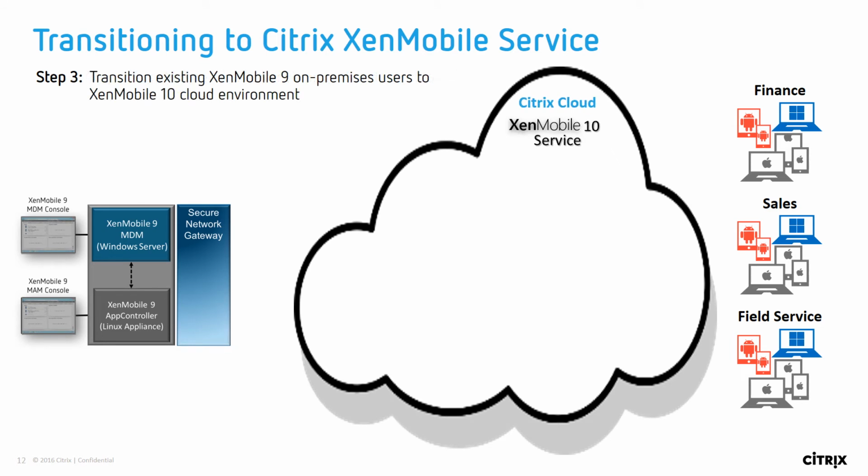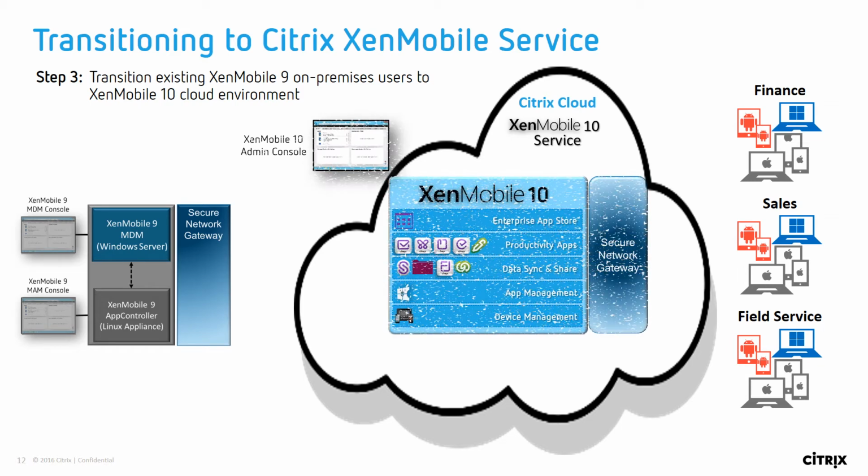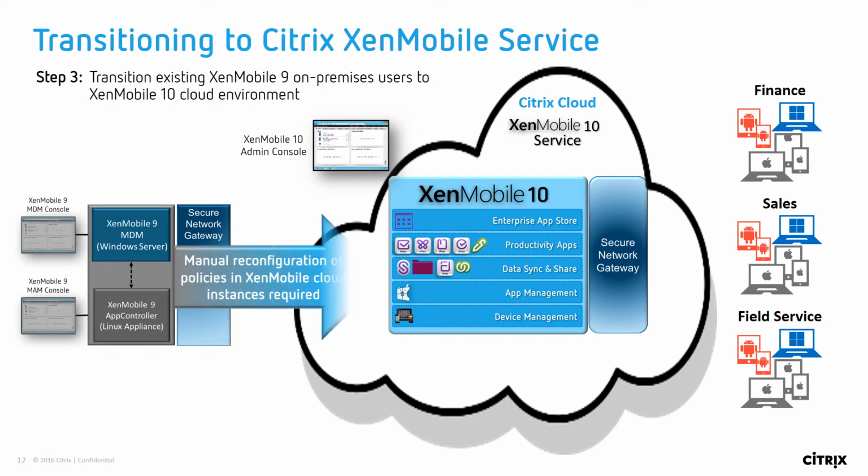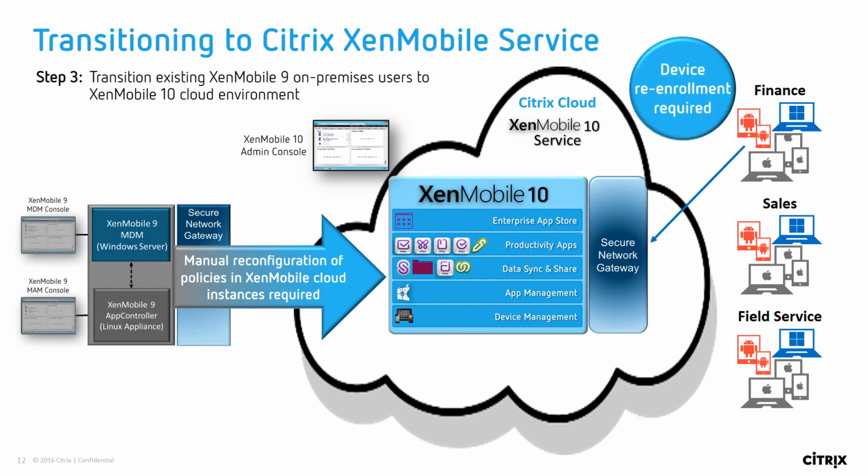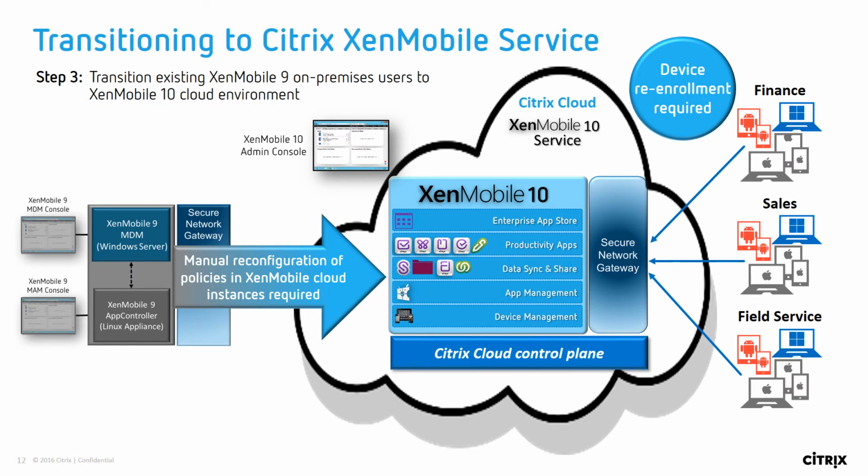Step 3 is to start transitioning existing XenMobile 9 on-premises users to the XenMobile 10 cloud environment. Part of this transition is the manual reconfiguration of your policies in the cloud instance. This is actually an opportunity to fine-tune your policies or to take advantage of new options in XenMobile 10. Device re-enrollment is also required.